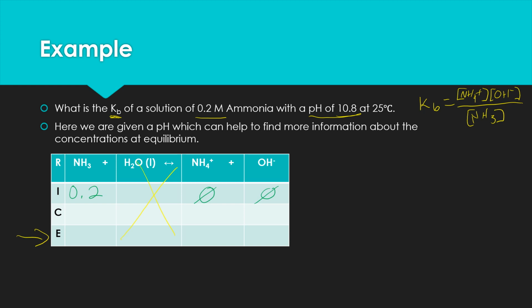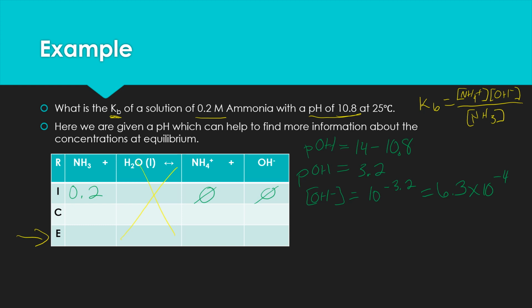So if I wanted my pOH, since they are related, that would be 14 minus my pH. You can always use that equation. So 14 minus 10.8, we get 3.2. So that's our pOH. Now if we wanted to undo that and only get our concentration of hydroxide, we would do 10 to the negative 3.2. And that gives us 6.3 times 10 to the negative 4.